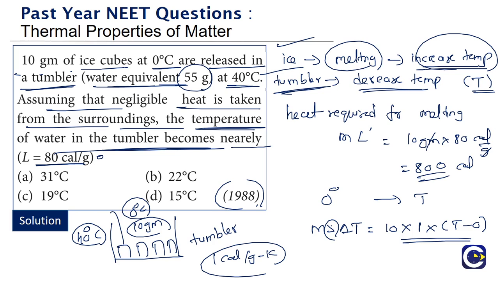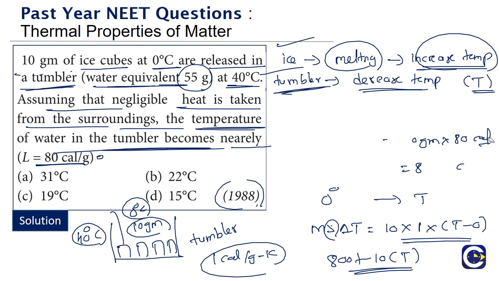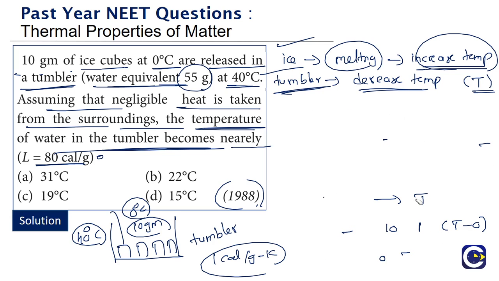So to come to that final equilibrium temperature T, what is the total heat that is taken by the ice? This 800 plus the 10 into T. This is the total heat taken by the ice. Now what about the heat lost? On the other side, the tumbler will be losing the heat. The tumbler is going to lose the heat, right? So heat lost by the tumbler is what?